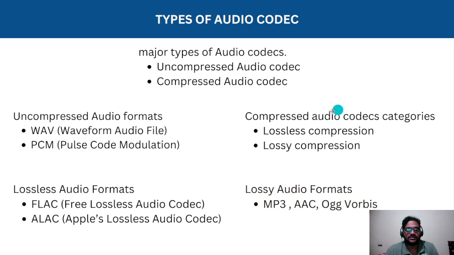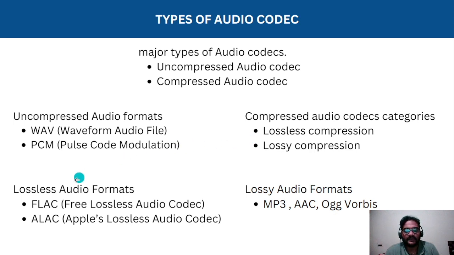The audio codecs, based upon their algorithms, are categorized into two types: lossless compression and lossy compression. Lossless compression means the algorithm is designed in such a way that there is no loss. Lossy means that after compressing, a few data is bound to be lost, but that is very minimal and not that audible to the human ear.